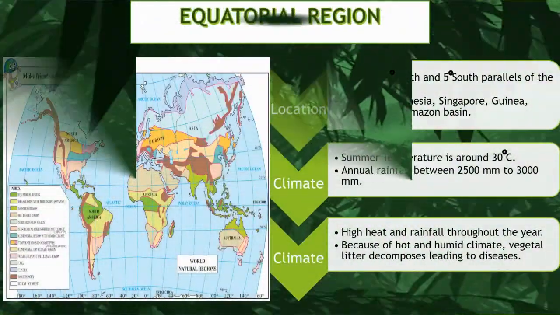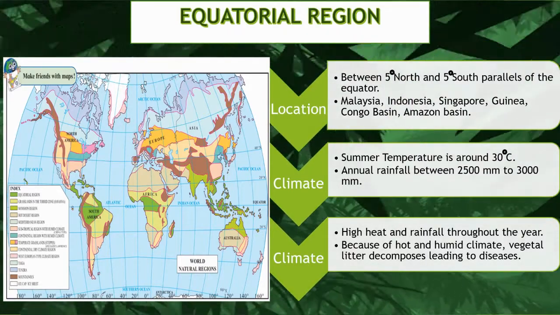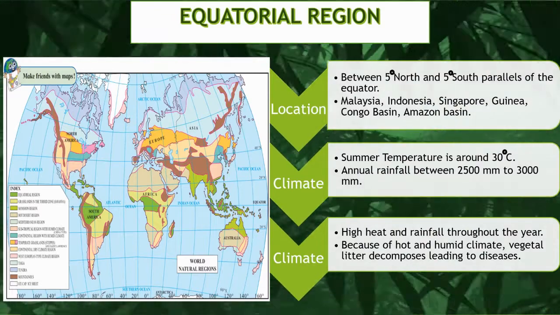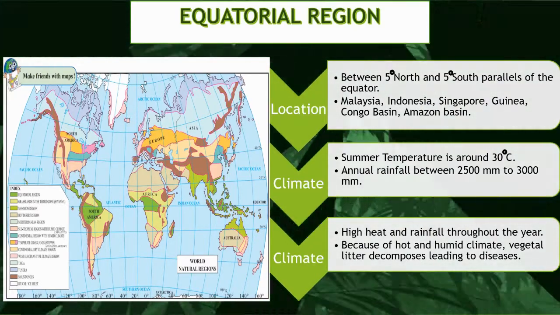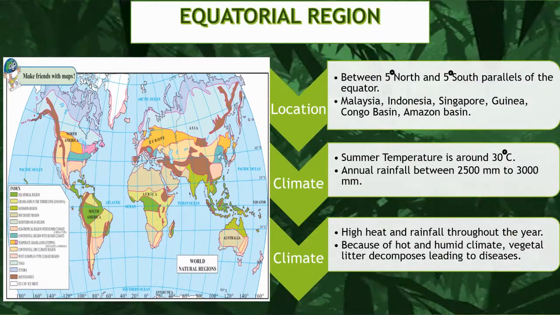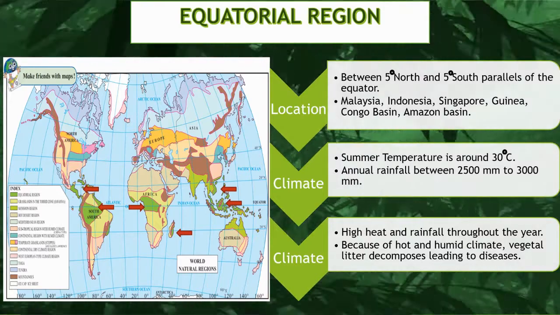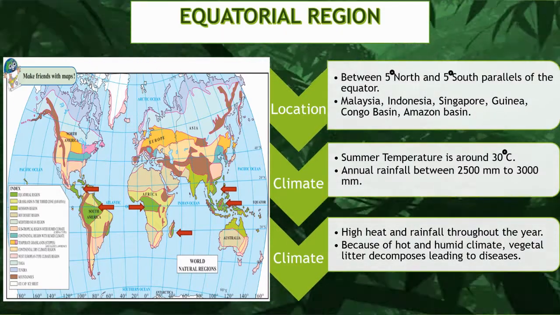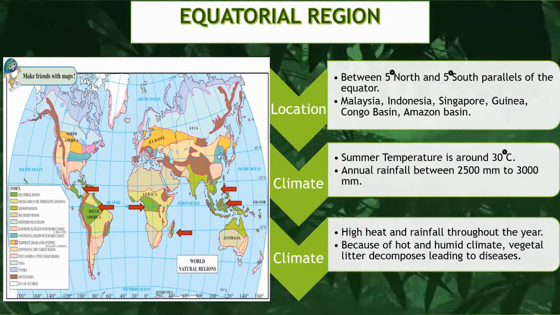One can find the equatorial region between 5 degrees north and 5 degrees south of the equator. The places that come under this region are Malaysia, Indonesia, Singapore, Congo Basin, the Amazon Basin, etc.